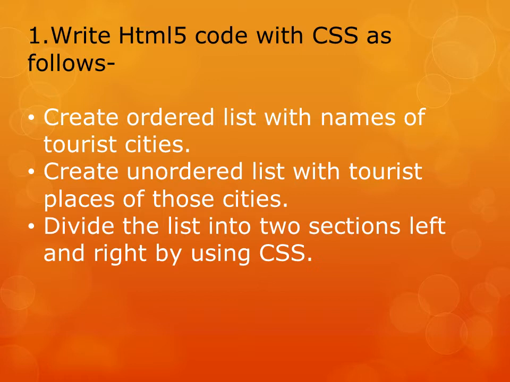So the first program is to write HTML5 code with CSS as follows. The first point is to create an ordered list with names of tourist cities. So there is one list having a specific order using the OL tag. The second point is to create a list with the tourist places of those cities. According to the ordered list, write down the unordered list, and this unordered list contains the tourist places of those cities which are in the ordered list.